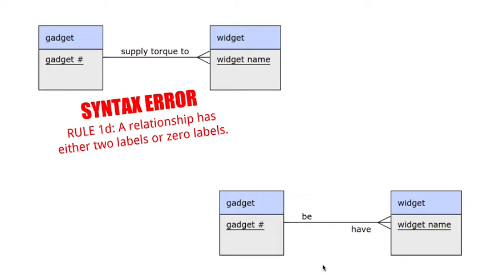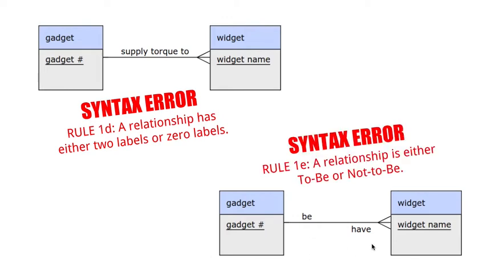Here's a relationship labeled be on one side and have on the other side. That's not allowed. A relationship is either to be or not to be. In this example, we're saying a gadget can be a widget, but that a widget cannot be a gadget. It can only have a gadget. That doesn't make logical sense. It's legal for a kind of thing to be another kind of thing and also have one of those things, but not on the same relationship. To achieve that combination, you would want to notate two separate relationships.